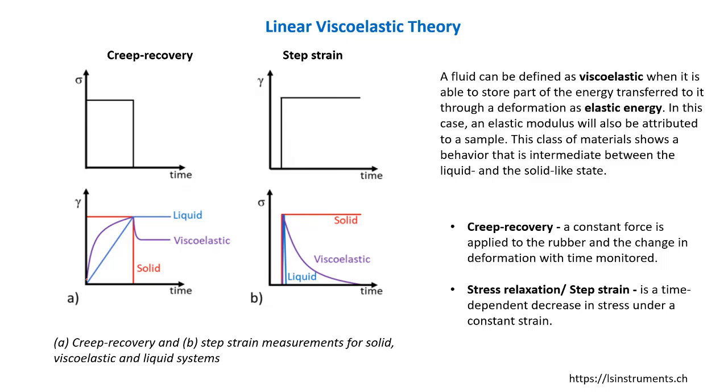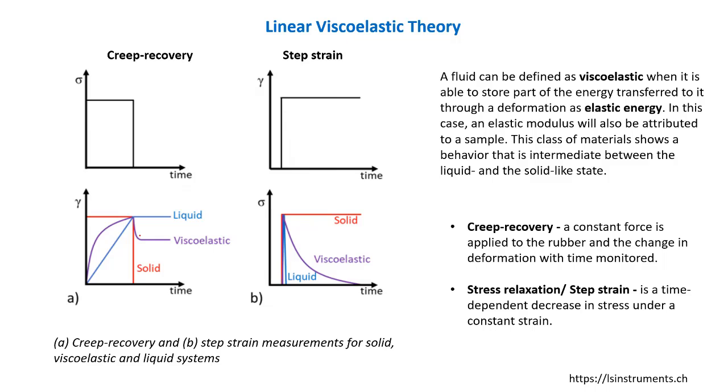So initially the strain will increase at a higher rate, and then it gets decreased, and then after some time the material will start flowing, so the strain will be again constant over a period of time. So that is how the creep test takes place. Then we have the step strain.